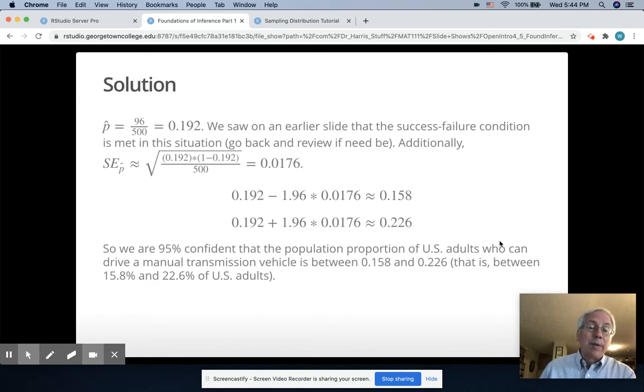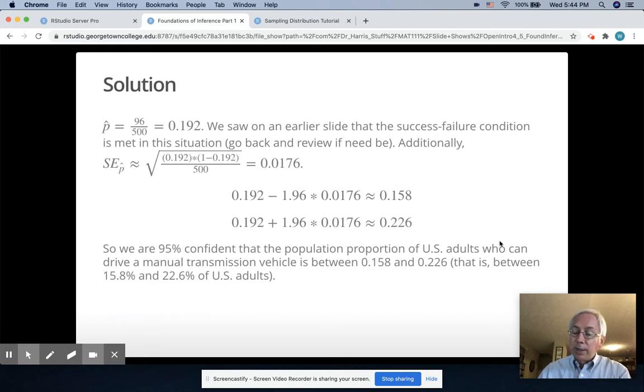So to form our confidence interval, we're going to subtract 1.96 times the standard error. It's going to give us about 0.158. And we're going to add 1.96 times the standard error to our sample proportion, and we'll get 0.226. And so we're 95% confident that the population proportion of U.S. adults that can drive a manual transmission is between about 15.8% and about 22.6%.